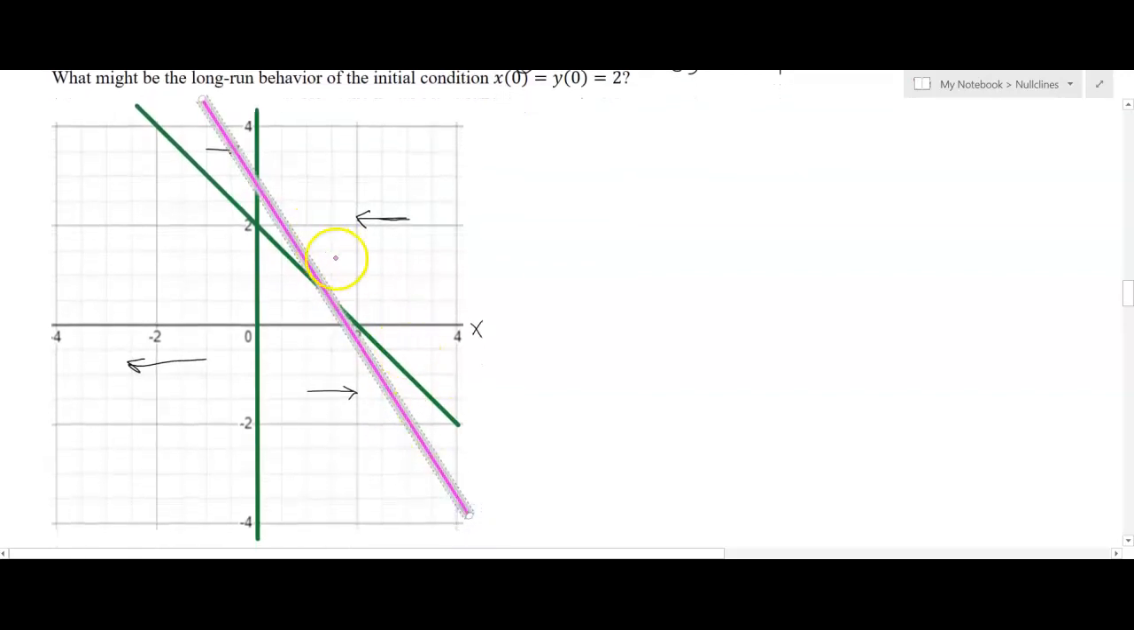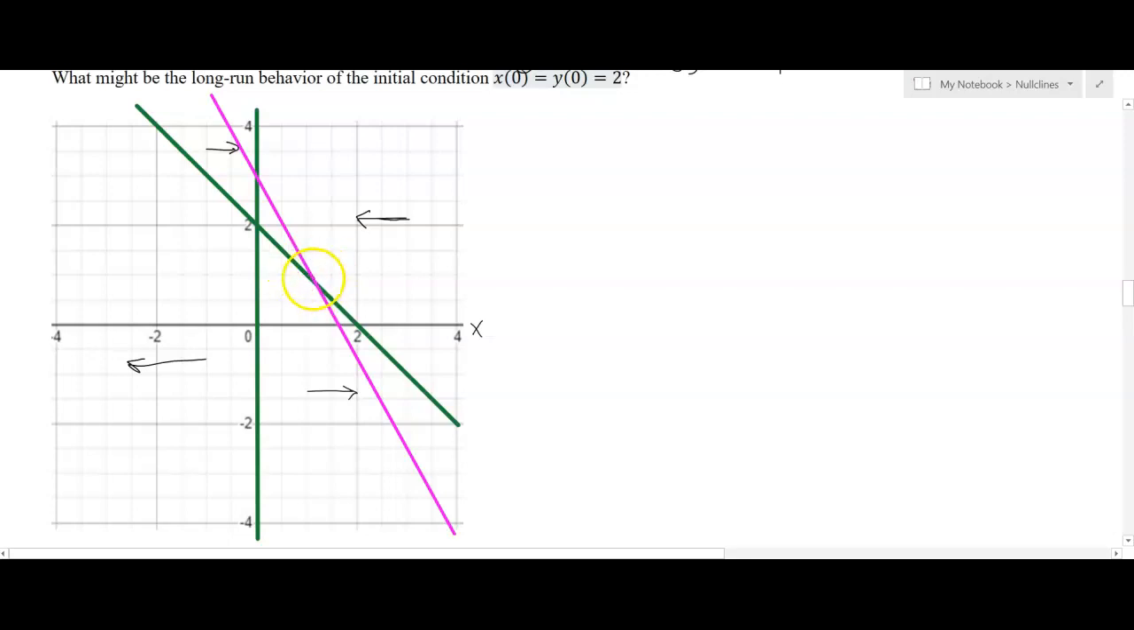Let's see. So this needs to go through 0, 3, and it needs to go through 1, 1. So getting pretty close there. And this doesn't need to be perfect. This is just for illustrative purposes.